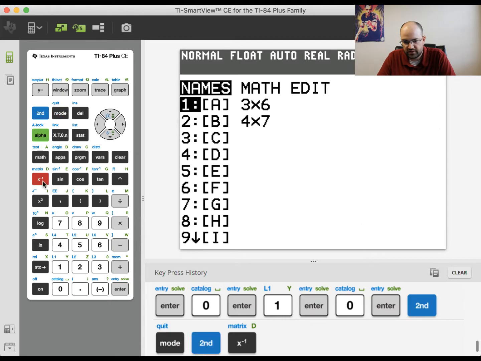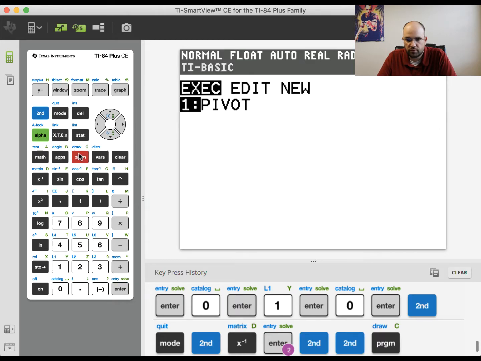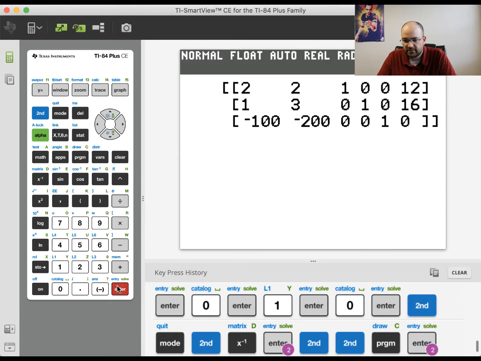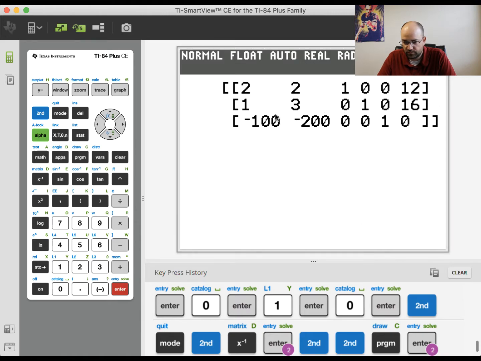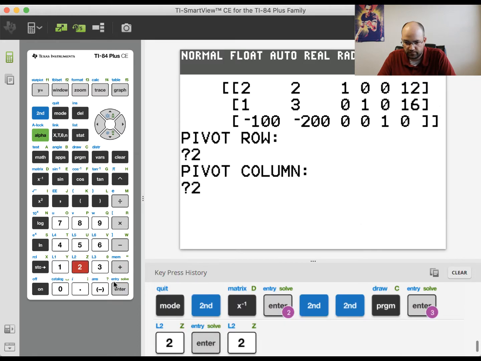Quit to the home screen and then check it. Make sure that everything is in there correctly. It is. Good. So let's go to program and then pivot. Awesome. So program, pivot. You see the matrix that we're pivoting, and remember it's the row 2, column 2. So enter, then 2 enter, then 2 enter.